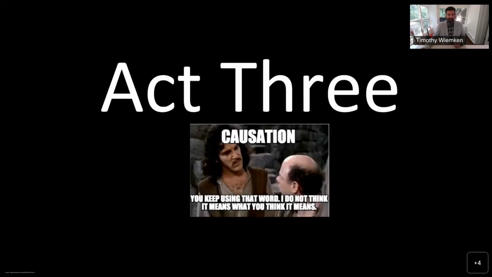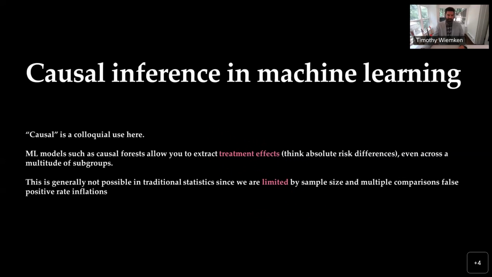All right, so now we want to talk about causality a little bit. So, causal inference in machine learning. Now, causal is a colloquial use here. This is not causal like we mean in epidemiology. We're not looking at the Bradford-Hill criteria or any of this type of stuff. What we really mean is treatment effects or measures of association: risk ratios, odds ratios, absolute risk reduction, these types of things. Certain new machine learning methods actually let you extract those treatment effects.